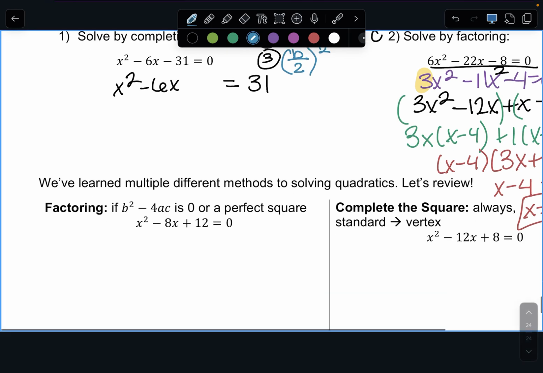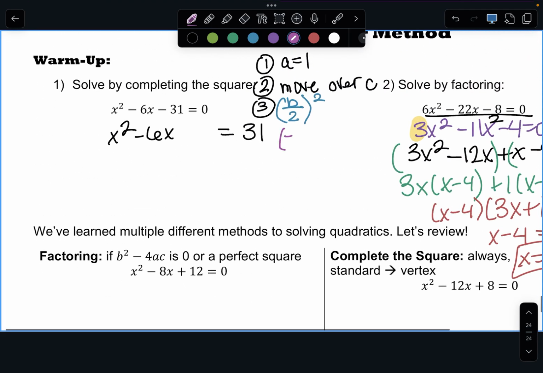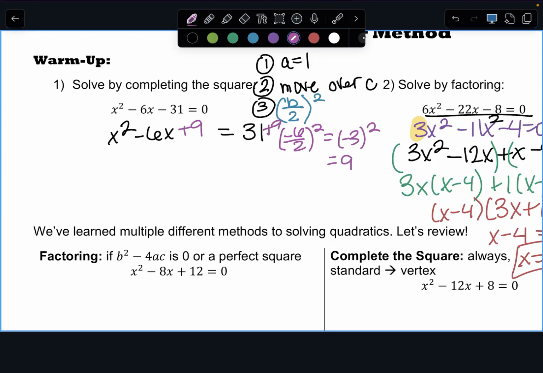So let's find b over 2 squared. So what's b? Negative 6. So negative 6 over 2 squared, that's negative 3 squared, that's 9. So I'm going to take that 9, and I'm going to add it to both sides. That's my special number. On the right, I just need to combine like terms. So 31 plus 9, 40.